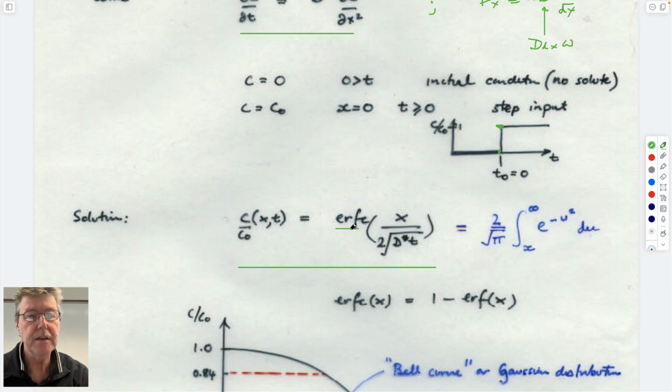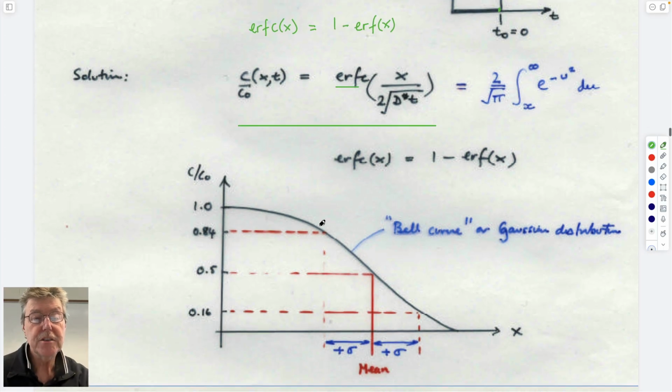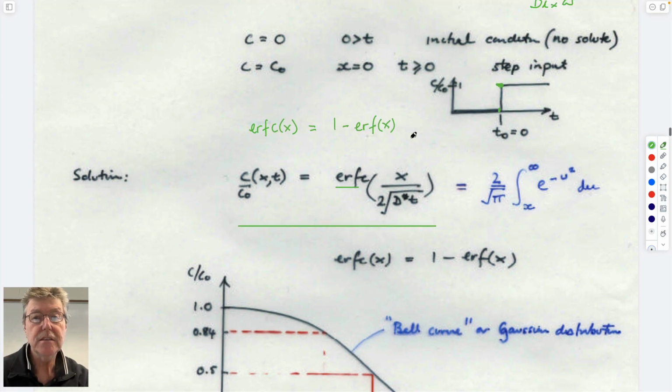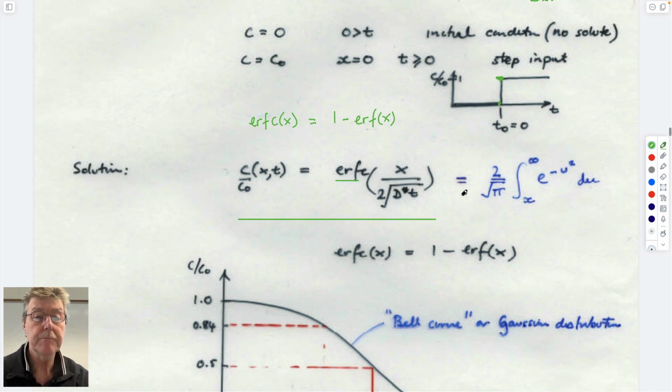It does mean 1 minus the error function. So ERFC of some coefficient is equal to 1 minus ERF of x. Doesn't matter what the expression is. But the solution to this, if we apply this in time, right? Before this time, nothing. After this time, something.